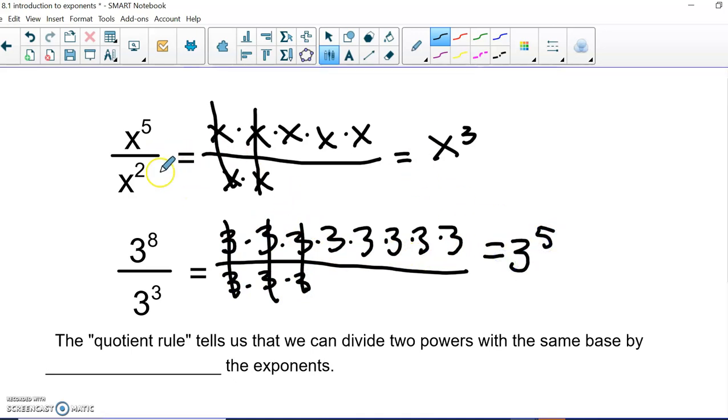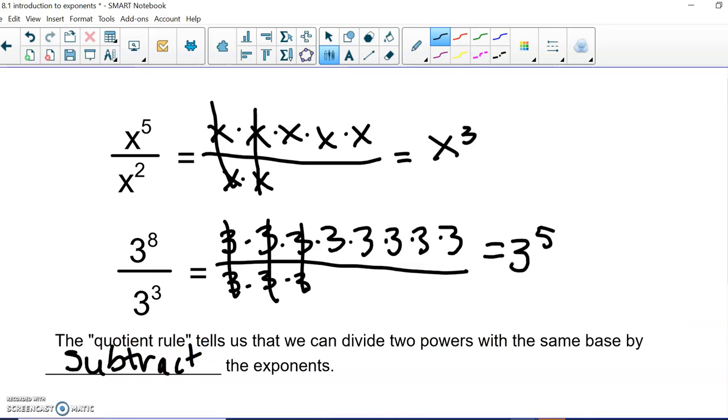And so again, you can probably see what's happening here. When you're dividing exponents with the same base, you just subtract the exponents. 8 minus 3 gives us 5, 5 minus 2 gives us 3. That's called the quotient rule. It tells us that when we divide two powers with the same base, we can subtract the exponents.